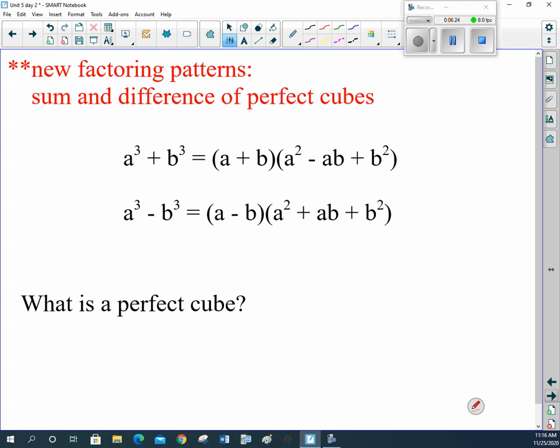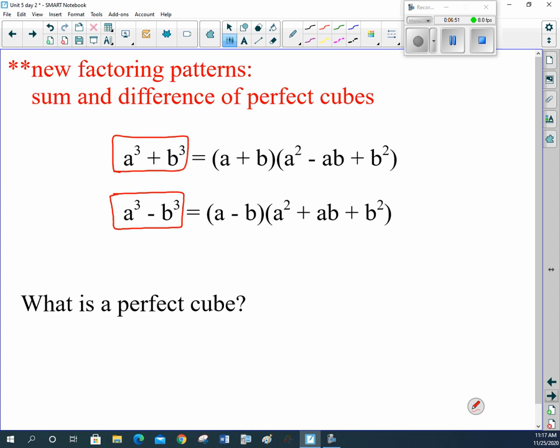Okay, so now we're going to learn the sum and difference of perfect cube patterns. So in order to recognize those, if you look right here, this is sum of cubes. Notice how there's not a middle term, it's just two terms, something to the third power plus something else to the third power. And then same thing with the difference of cubes. It's something to the third power minus something to the third power.